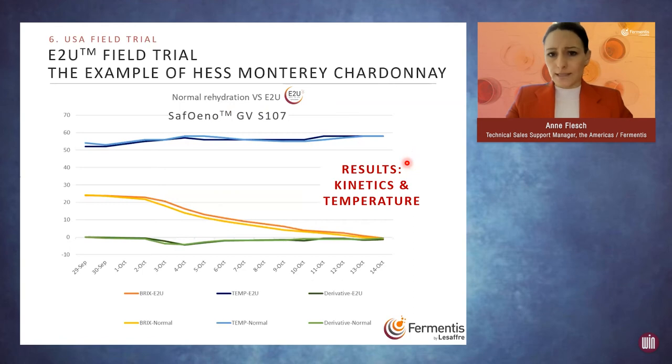So here you can see the kinetics. In blue, you have the temperature of the easy to use scenario or the normal rehydration, we call it normal here. And in orange, the two shades of orange, you have the density. In dark orange of the easy to use direct pitching and in light orange of the normal rehydration.